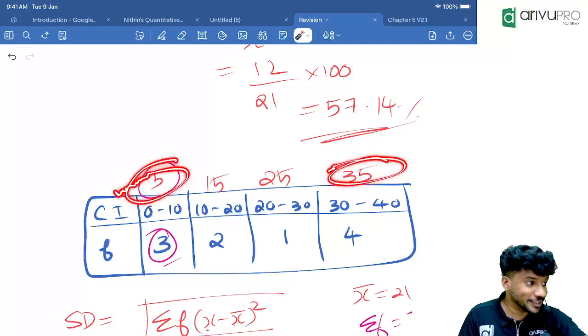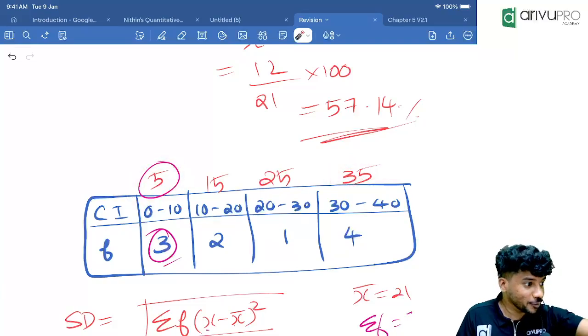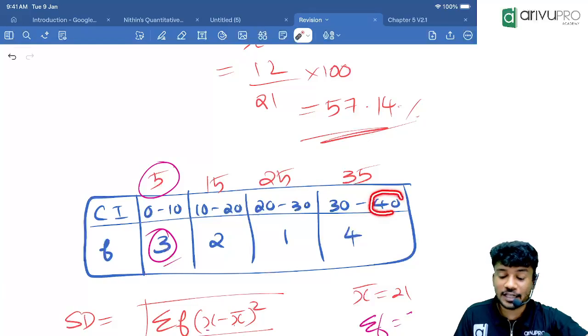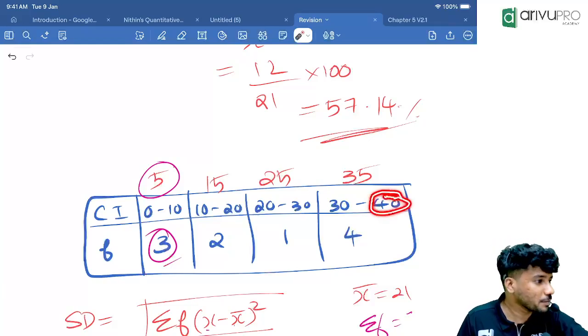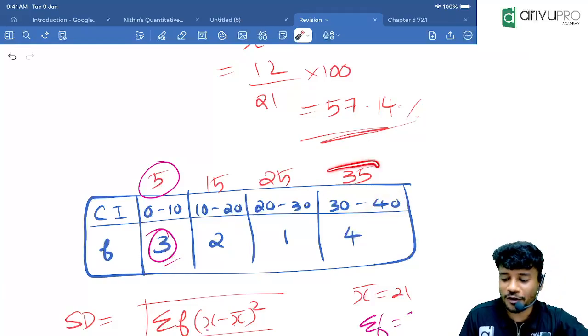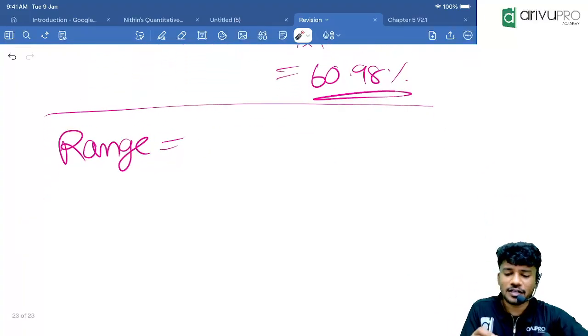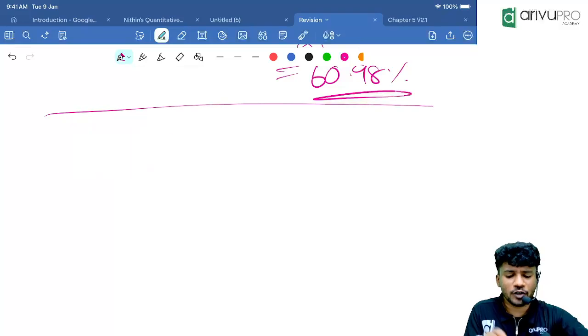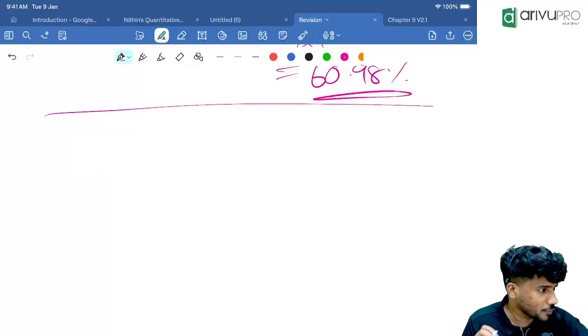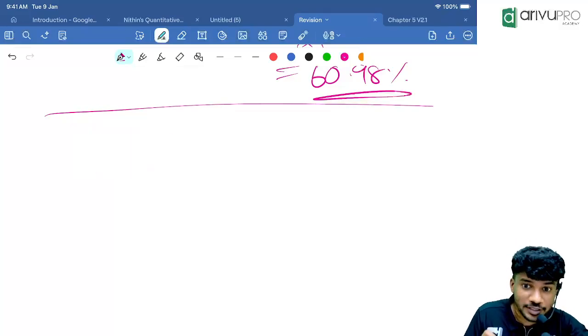If you want to take 40, that is also fine, but they will never ask such a question. Always it will be like 35 minus 30, usually 5 we will take in case of range. Accordingly you do that, but it is not much important from the exam point of view. Grouped continuous data is not important.